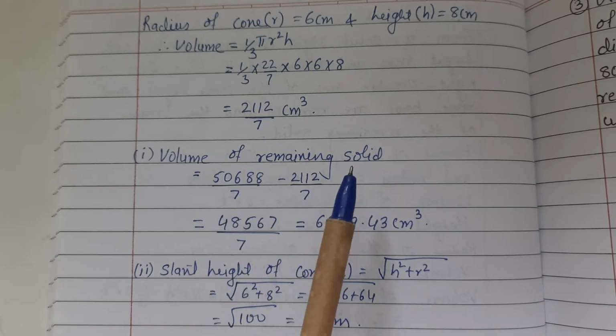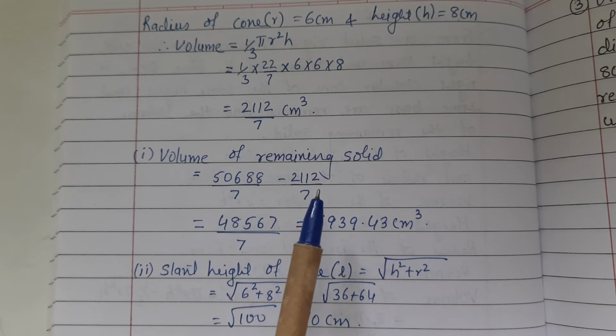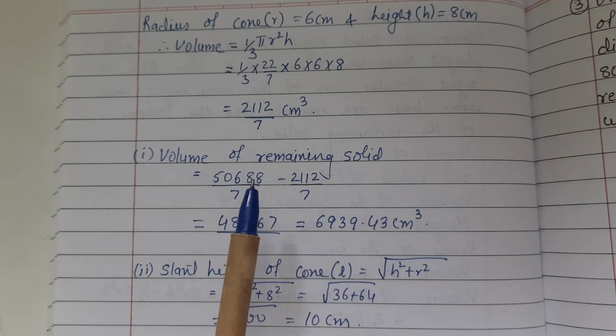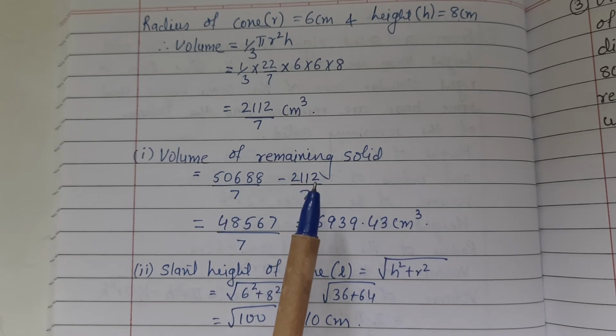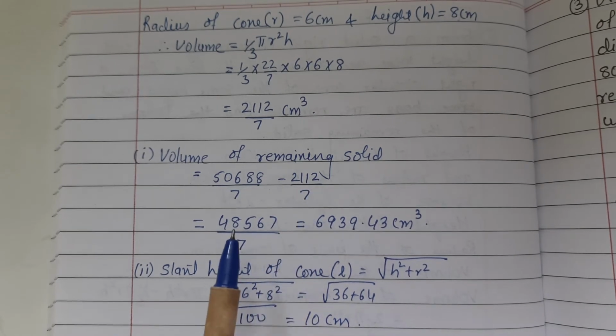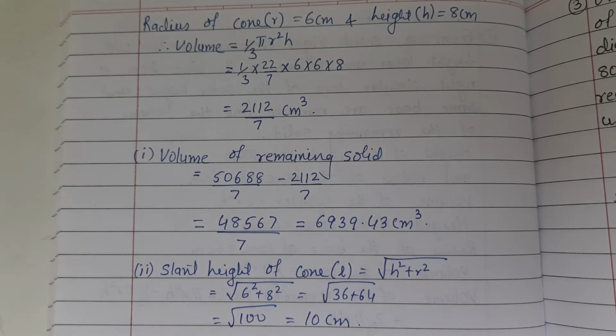Volume of the remaining solid is equal to volume of cylinder minus volume of cone. 50,688 upon 7 minus 2,112 upon 7, which is equal to 48,576 upon 7 equal to 6,939.43 centimeter cube, the volume of the remaining solid.